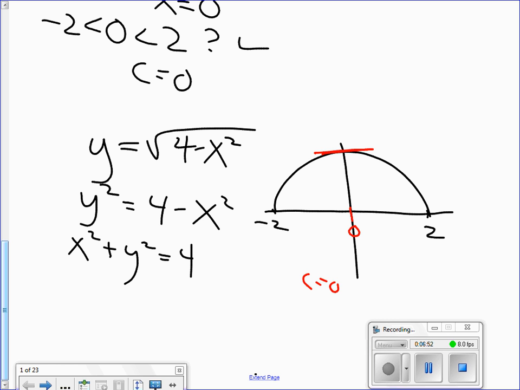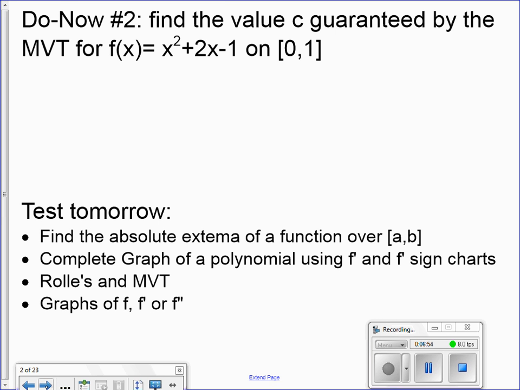Okay, for the second do now, it's 2, because I really wanted to enforce these. This is the mean value theorem. Now we want to find the value c guaranteed by the mean value theorem, and we're given the interval. So with mean value theorem, we're not going to just set the derivative equal to 0, because the slope of the secant's not going to be 0. How are we going to get the slope of the secant?